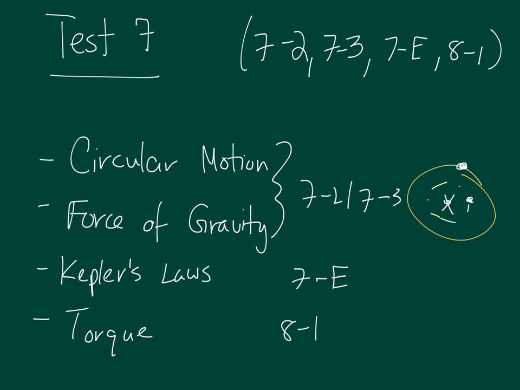Something going over a loop would be a normal force. Anything that goes in a loop, why doesn't it shoot off? The normal force pushes back to keep it on track. Very good. What else? There were others.